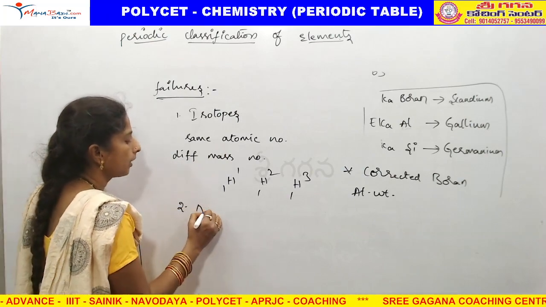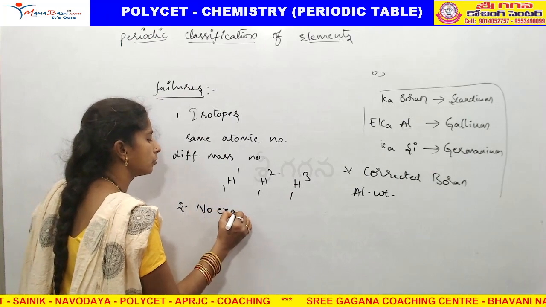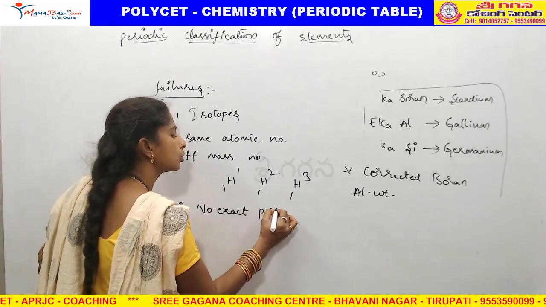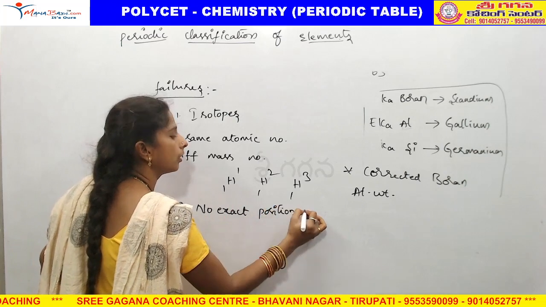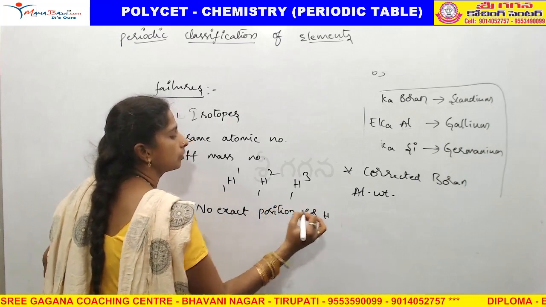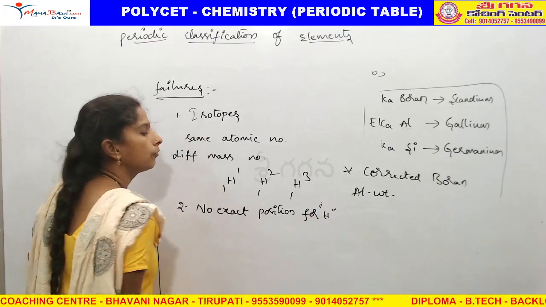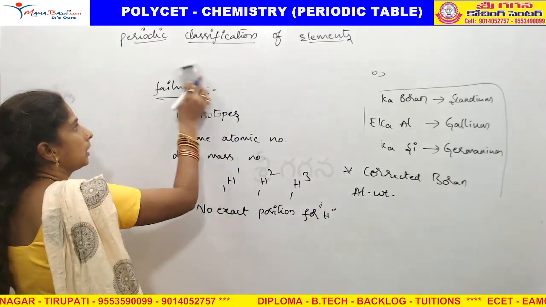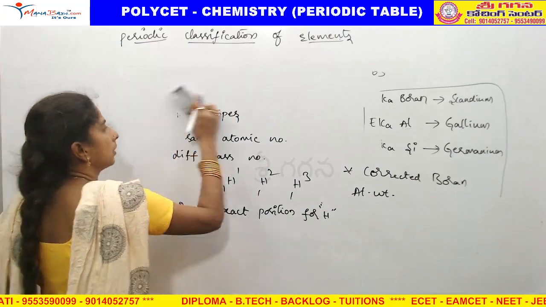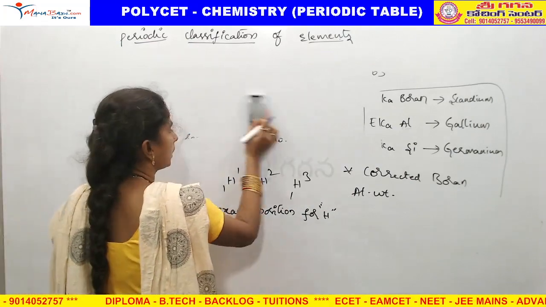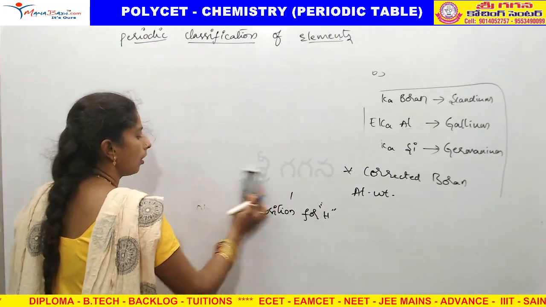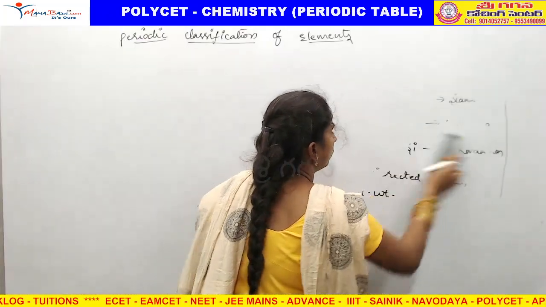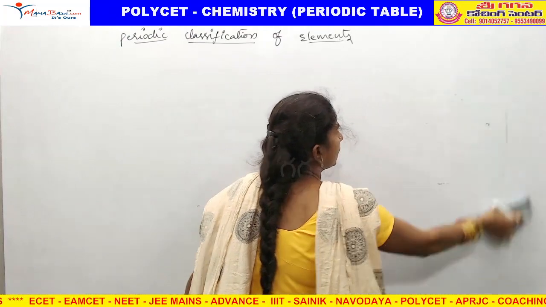And no exact position for hydrogen. Of course, even now that is the problem. No exact position for hydrogen. These are the failures of Mendeleev's periodic table. After Mendeleev's periodic table, now we are following the correct periodic table.